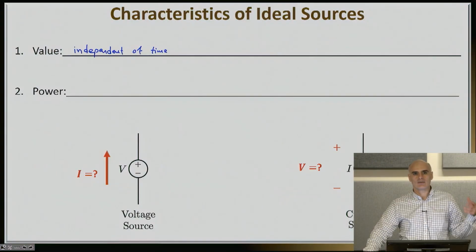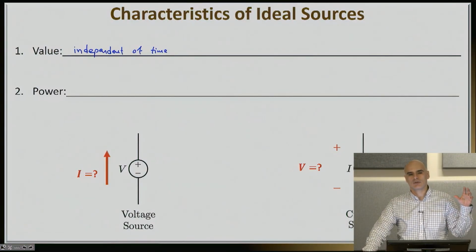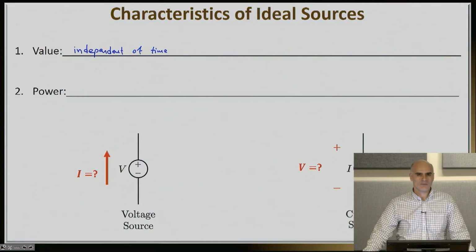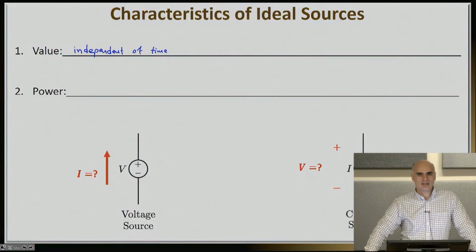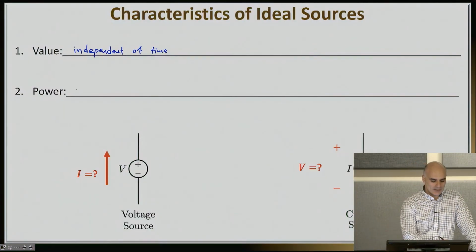So ideally, if you were to buy a battery today and you were to use it 20 years from now, you would find the same voltage across the battery. Of course, we know that this is not true, and all sources eventually do decay, but that would have been a characteristic of an ideal source. The second characteristic of an ideal source is that it can provide any power you like. So the power, I'm going to write here, is whatever is requested.